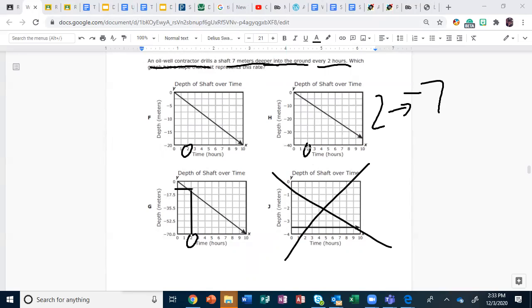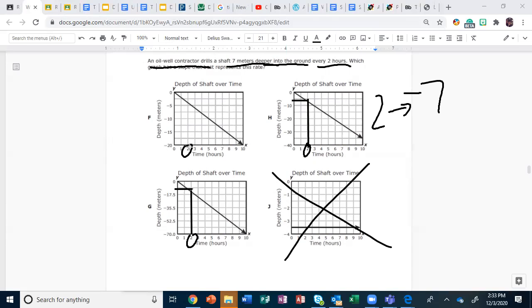Now on this one though, we go up and then we go to the side. It's 40. Is negative 7 between 0 and negative 10? No. Negative 7 is not between 0 and negative 10. Wait, yes. Yes, it is.